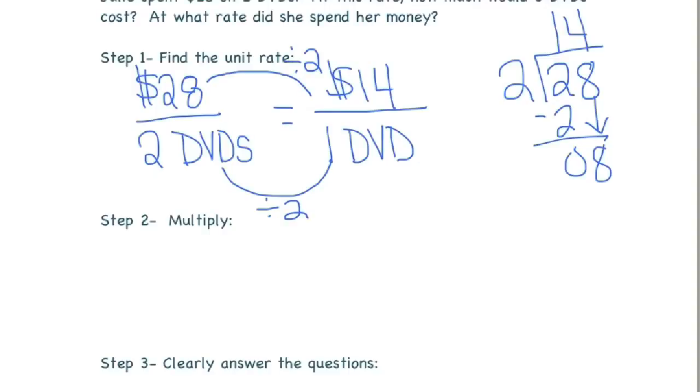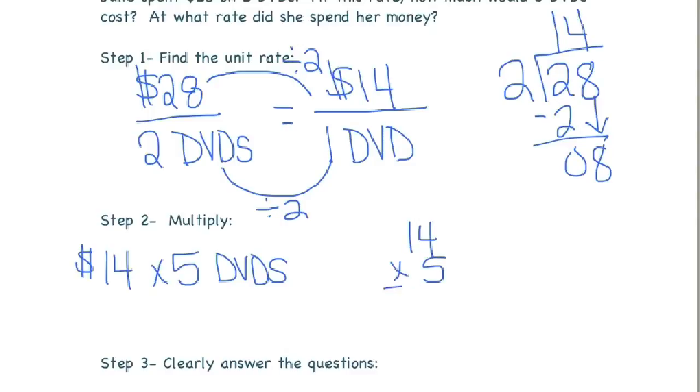But the problem is asking us, at this rate, at $14 per DVD, how much would 5 cost? So then what we need to do is take our $14 and multiply it by 5 DVDs. Let's go ahead and show our work over here. 4 times 5 is 20. 5 times 1 is 5, plus 2 is 7. So here we would get 70. So again, this equals 70.